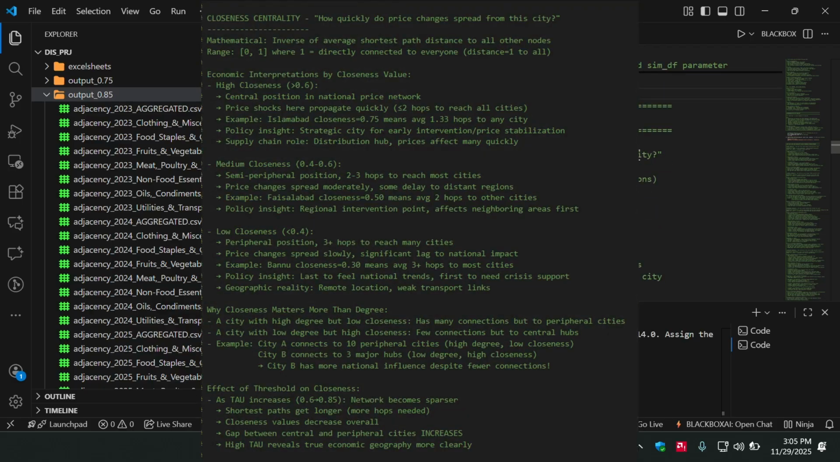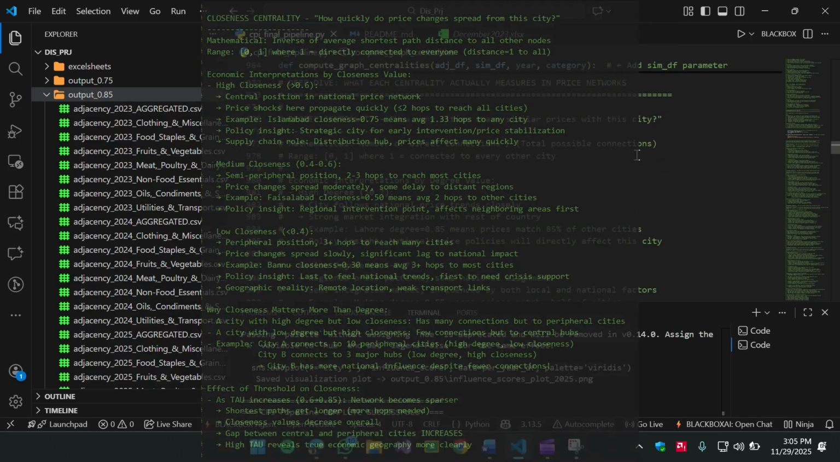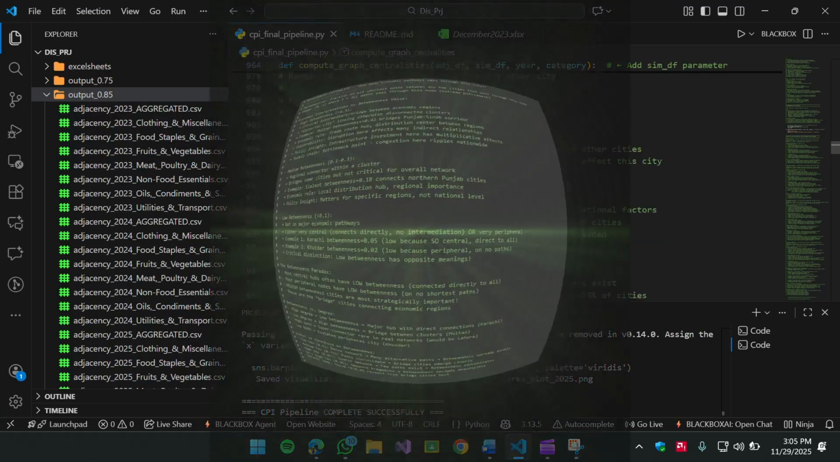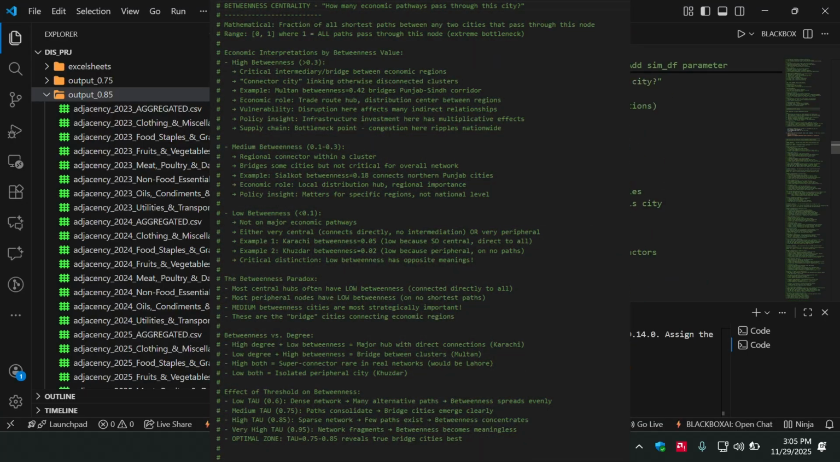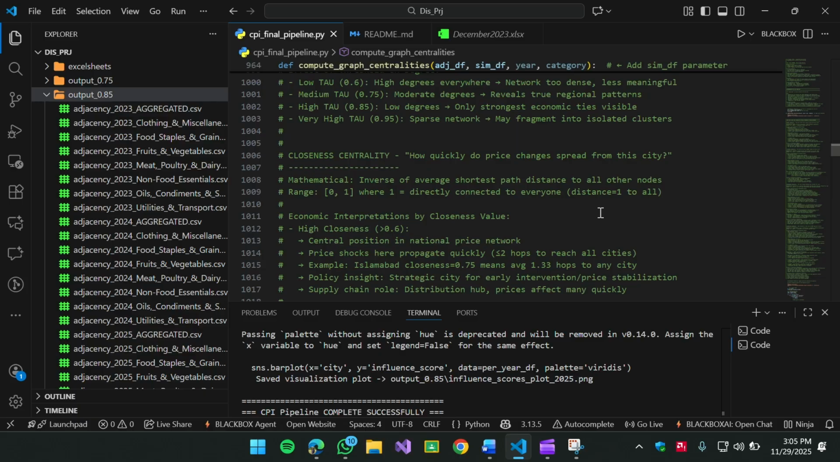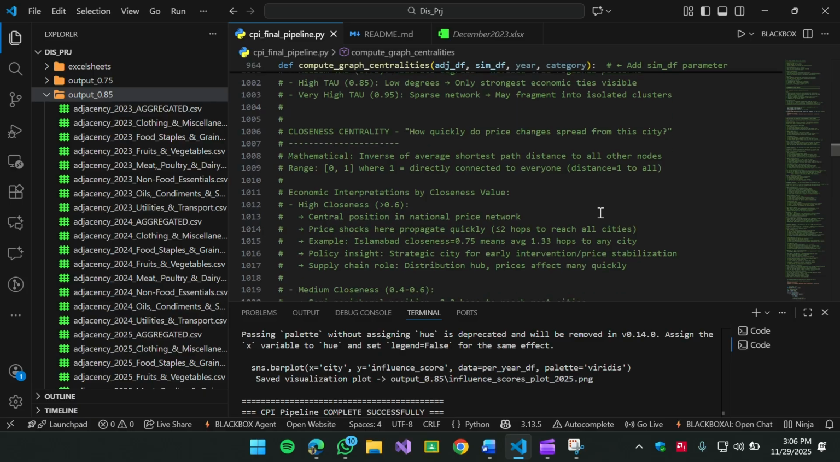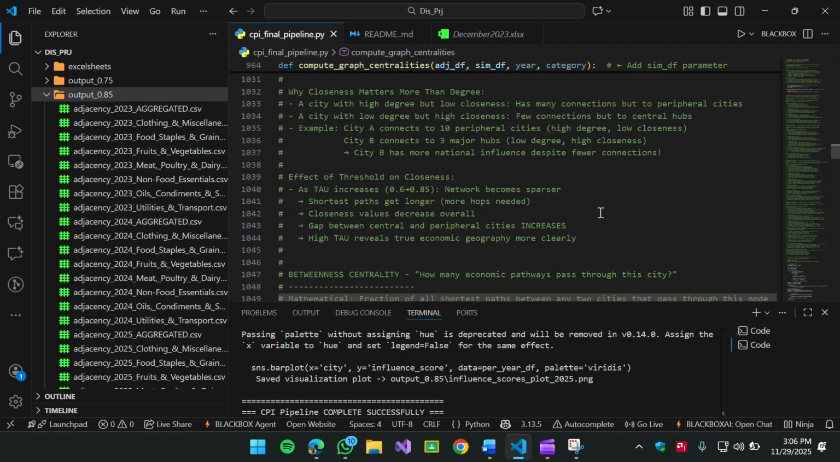Closeness. It represents how fast the price shock travels. Betweenness. This is the key. It measures the bridge cities such as Multan. Our code identified Multan and Faisalabad as high betweenness cities. They connect the agricultural south, Sindh, to the industrial north, Punjab.